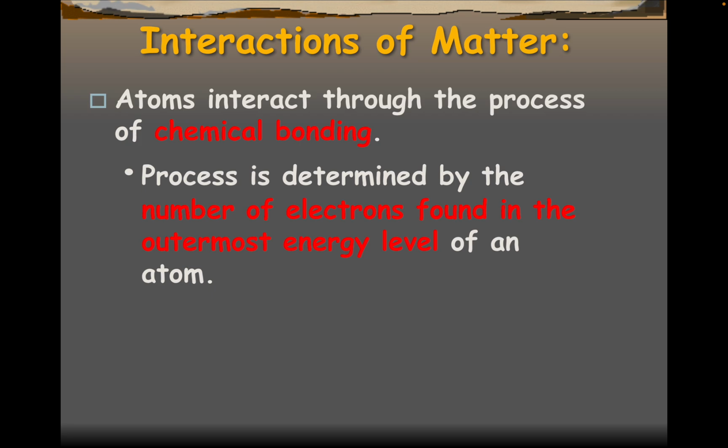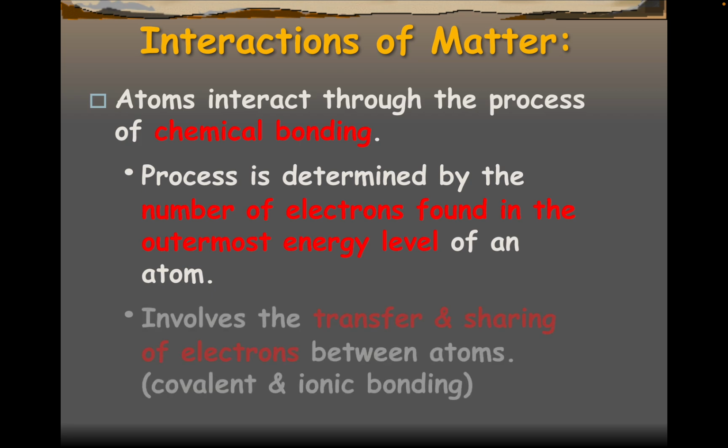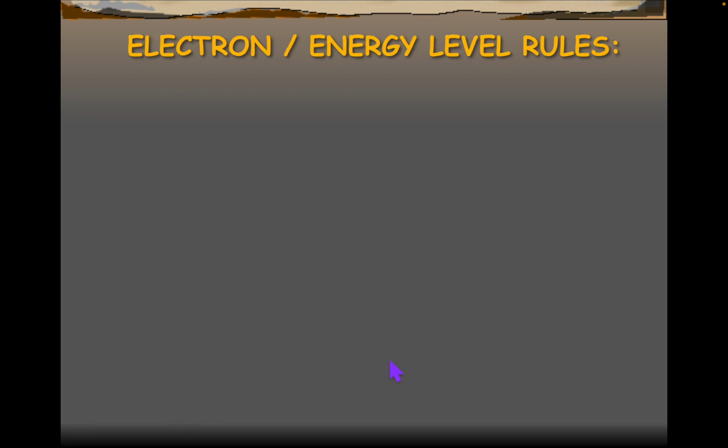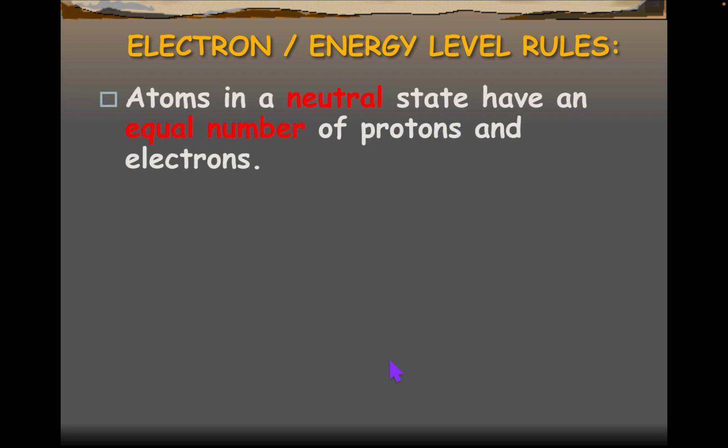The process is determined by the number of electrons found in the outermost energy level of an atom. It involves a transfer and sharing of electrons between atoms. We're going to talk about covalent and ionic bonding, but for biology, we tend to focus most on covalent bonding. So here are the rules.